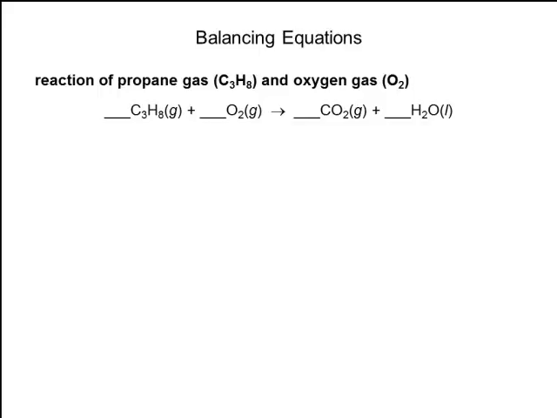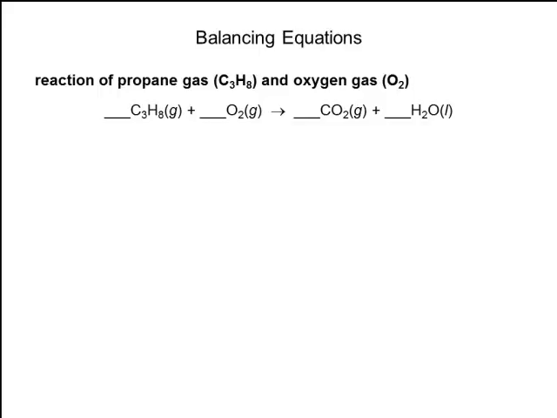The first thing I want to do is start from the left and move towards the right. What that means is if I start at the very far left, I'm starting with that carbon in the C3H8. So I'm going to balance that carbon first. How many carbons do I have on the reactant side? I have 3 of them. How many carbons do I have on the product side? I have 1 of them. So I need 2 more carbons on the product side.